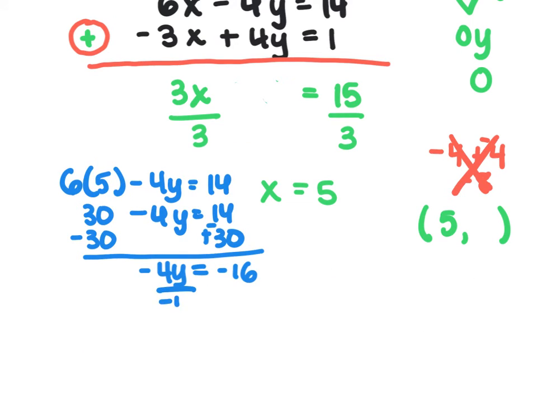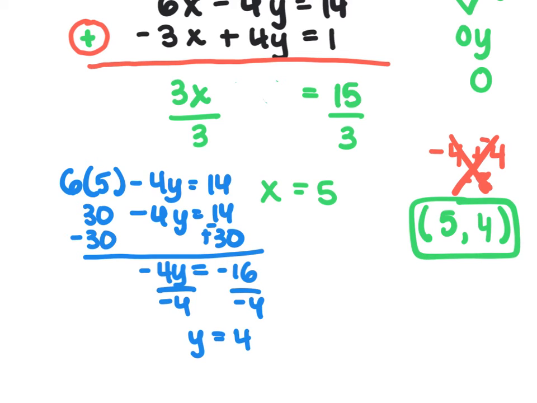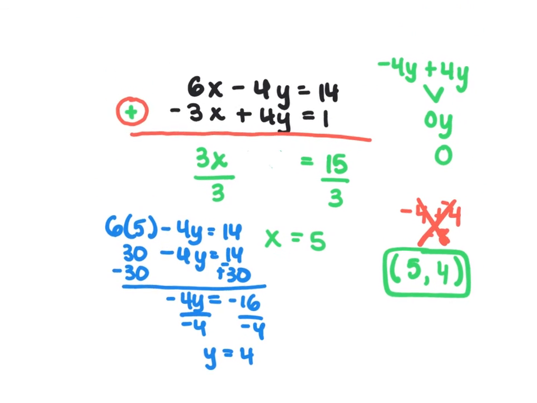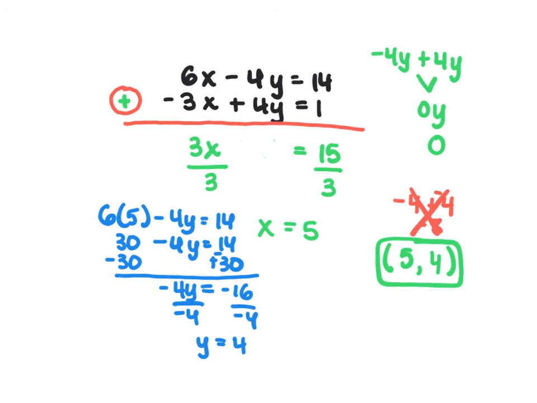And so when I divide both sides by negative 4, a negative divided by a negative is a positive, 16 divided by 4 is 4, and so now I know that y equals 4, and so my point of intersection is (5, 4). And so, just something to think about, you could even check this on Desmos: if you were to graph these equations, you would see that they intersect at the point (5, 4).